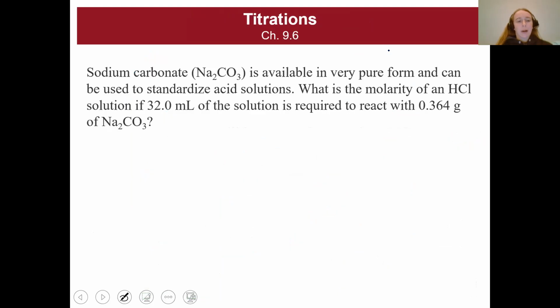All right, so let's practice some of these problems. Sodium carbonate is available in very pure form and can be used to standardize acid solutions. What is the molarity of an HCl solution, hydrochloric acid solution, if 32.0 milliliters of the solution is required to react with 0.364 grams of sodium carbonate? So we are reacting, so we want to write a balanced equation. That's always our first step if we aren't given a balanced equation, to write that balanced equation.